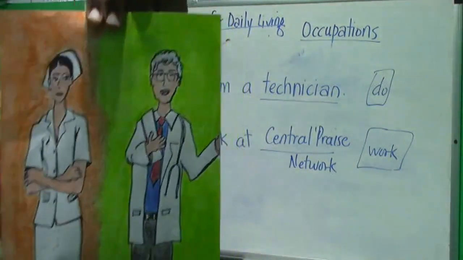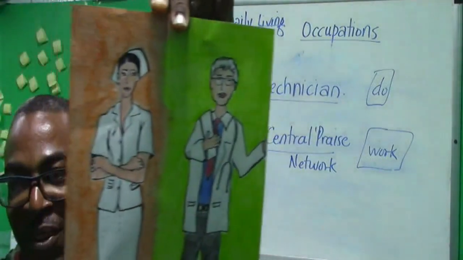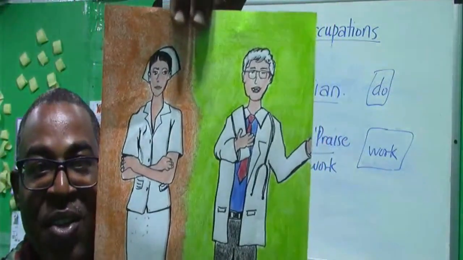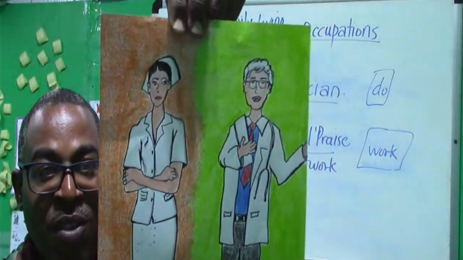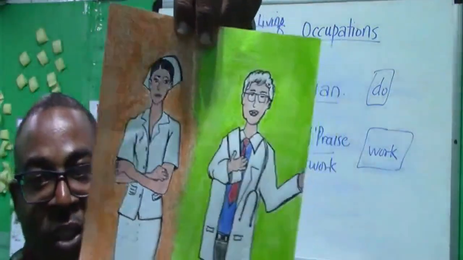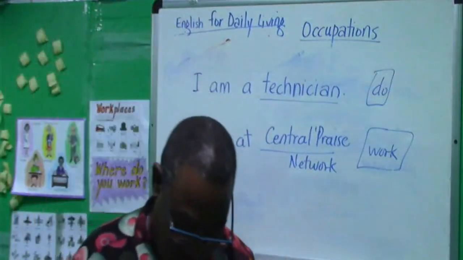We have two on this page. We have two of them. So we have what? We have she is a nurse. Very good. And he is a doctor. He is a doctor. A doctor.